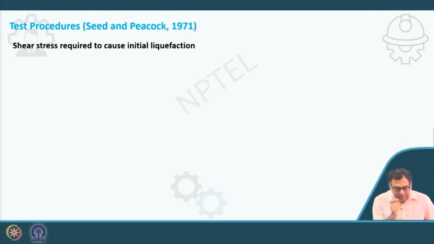So first we will discuss the shear stress required to cause initial liquefaction. So first you understand that there is a shear stress that is developed in the soil. One thing is how much shear stress will be required to cause liquefaction. That I have to estimate. So for a particular soil, this is the amount of shear stress required to cause the initial liquefaction. That first I will estimate.